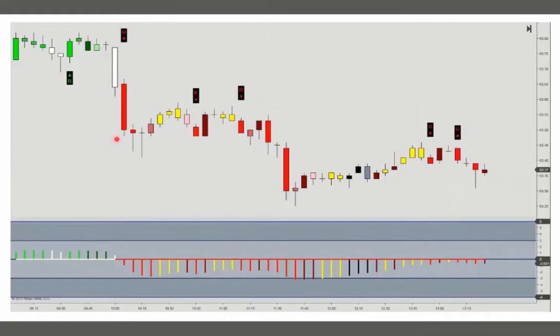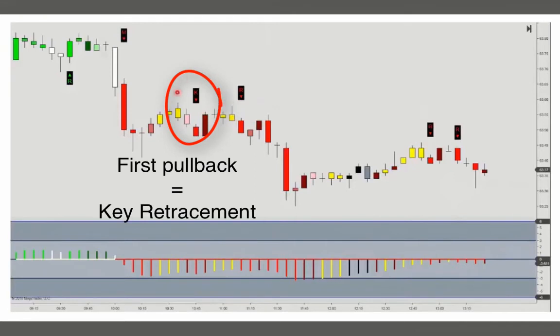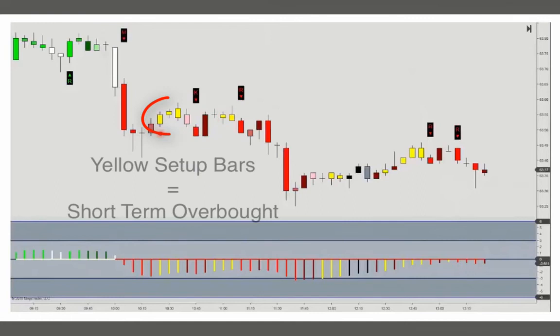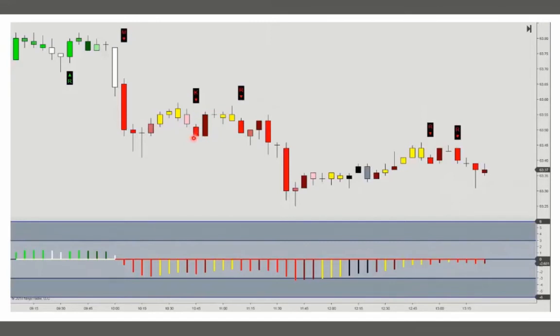You can also say that you want a max range for the momentum bars. And then we see these retracements start plotting here. Again, the key retracement is the first retracement into the new trend. Here we have an overbought into the new downtrend signaled by these yellow bars. And then we have confirmation on this bar here. Sellers are taking advantage of these short-term higher prices in the new trend.